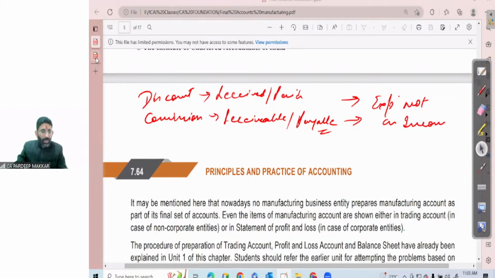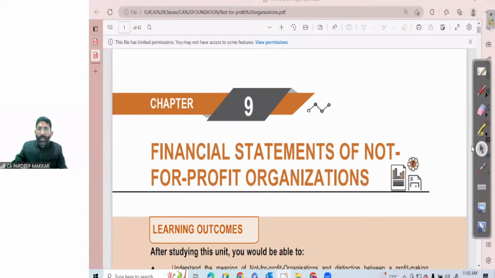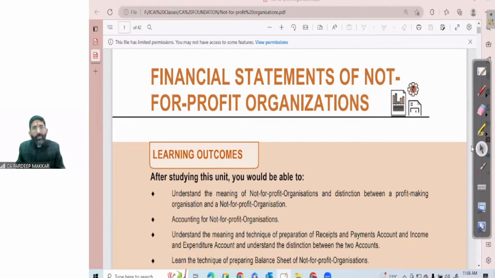Not for profit organization, because I think the previous chapter is fully clear since no one has asked any query. That means you people have already completed the chapter. Not for profit organization, beta. What does it mean? Send me the meaning of not for profit organization.